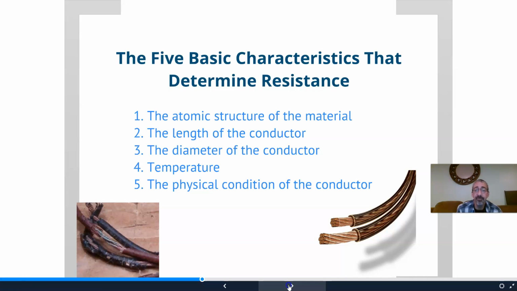Number 5, the physical condition of a conductor. So if I take your radio out of your car and stick it in the ocean, salt water, how do you think it would work afterwards? Probably not so good. And if it doesn't work so good, then electricity doesn't flow through it so good. So the resistance of it must have gone up. So if something is in terrible condition and covered in corrosion and yuck, resistance goes higher.